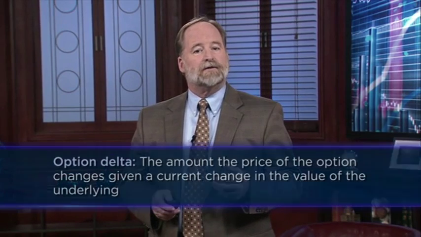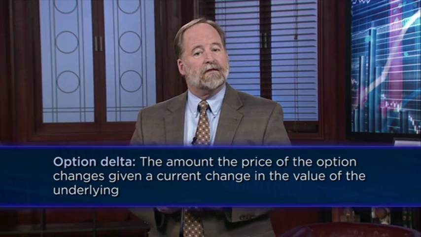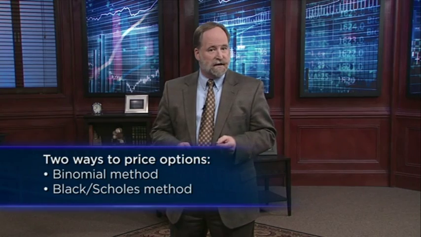One of the critical parts of the hedging strategy is the option delta, the amount the price of the option changes given a change in the value of the underlying. Again, price is important. In this lecture, we're going to examine two ways to price options. The first way is called the binomial method. The second way is the famous Black-Scholes method.